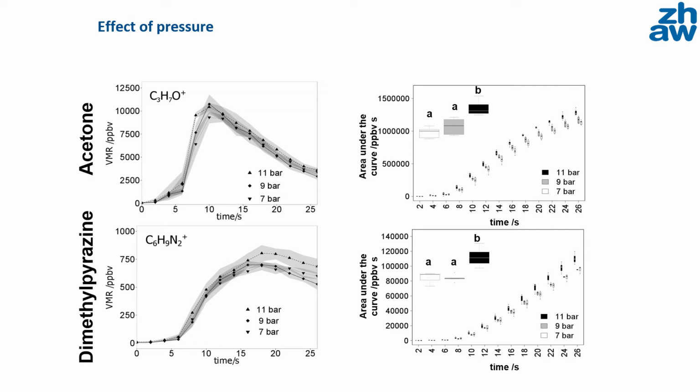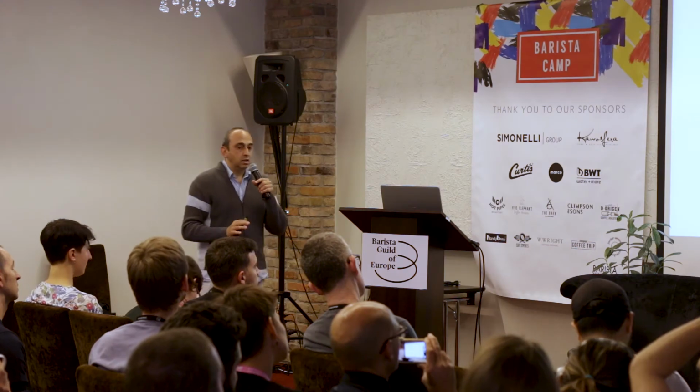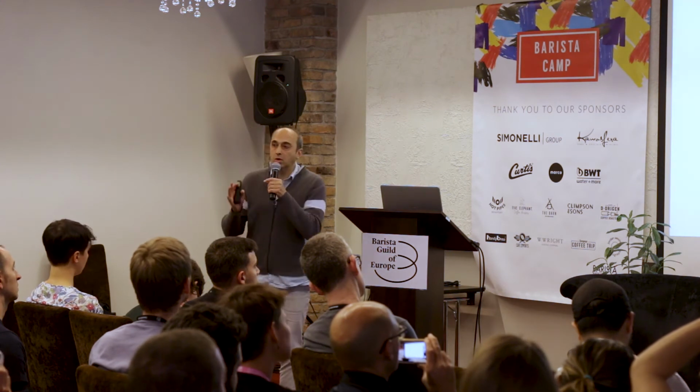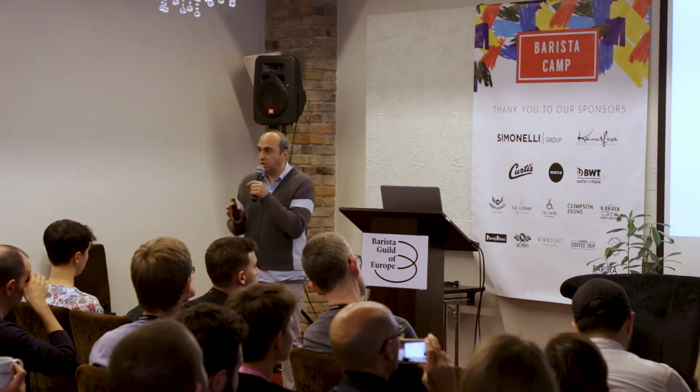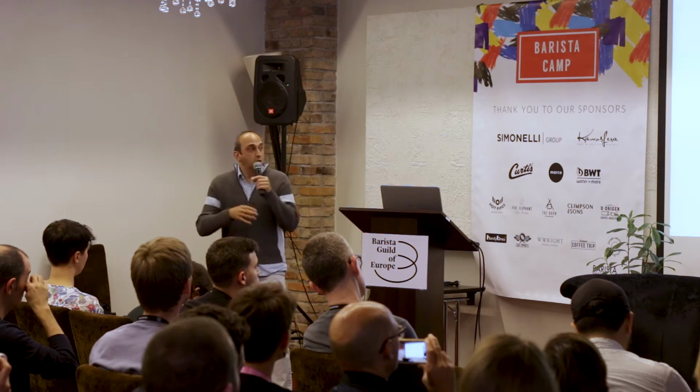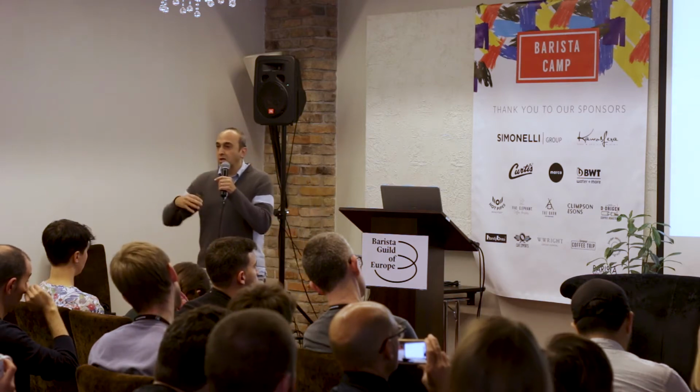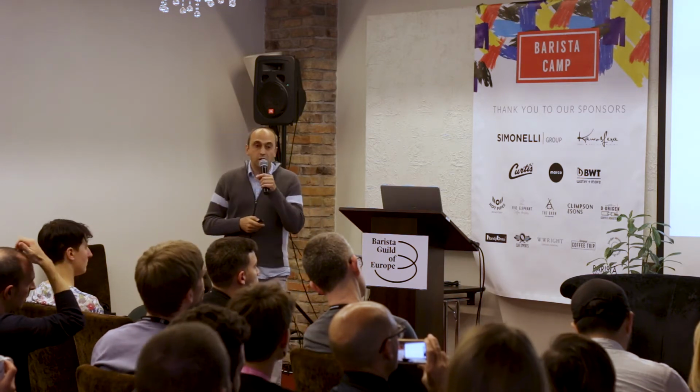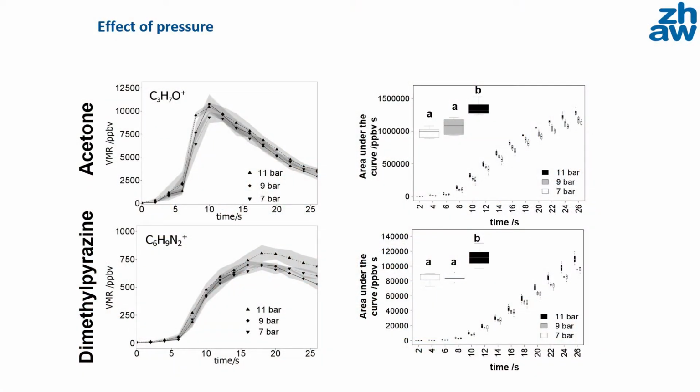Some of the compounds here at 11 bar come faster, but then at longer time, it doesn't show any effect of the pressure, zero effect. And there are actually many compounds which are not at all affected by the extraction pressure. You can change it in that range, from 7 to 11, and it comes the same way. Other compounds have significant differences, and here what we observe in general is that 7 and 9 show small differences. If you go to 11, you start to see a difference. So it's not like a homogeneous change.